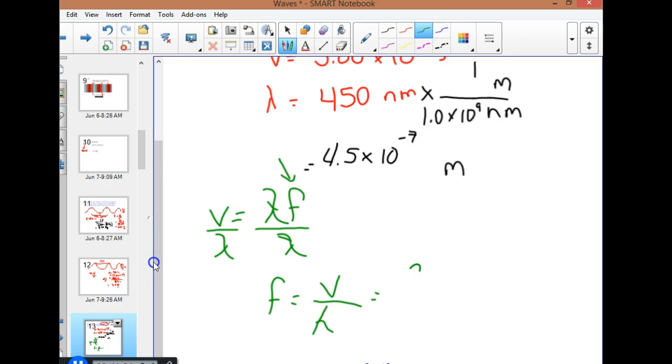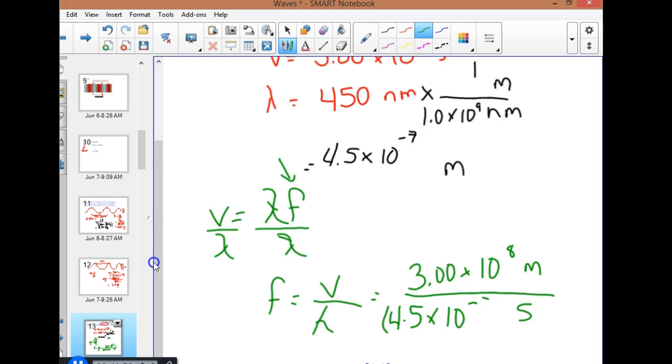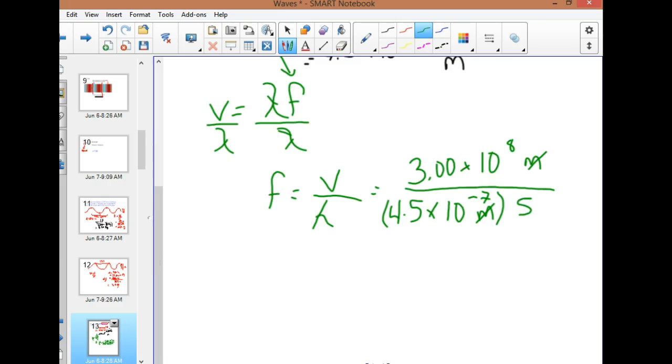The speed of light is 3.00 times 10 exponent 8 meters per second. Your wavelength is 4.5 times 10 to the negative 7 meters. Meters divided by meters is equal to 1. Try this calculation.